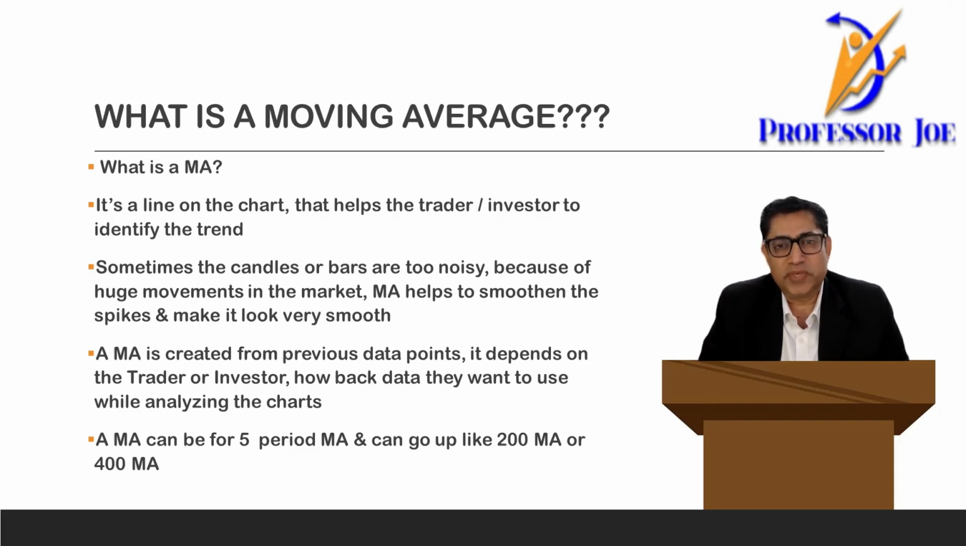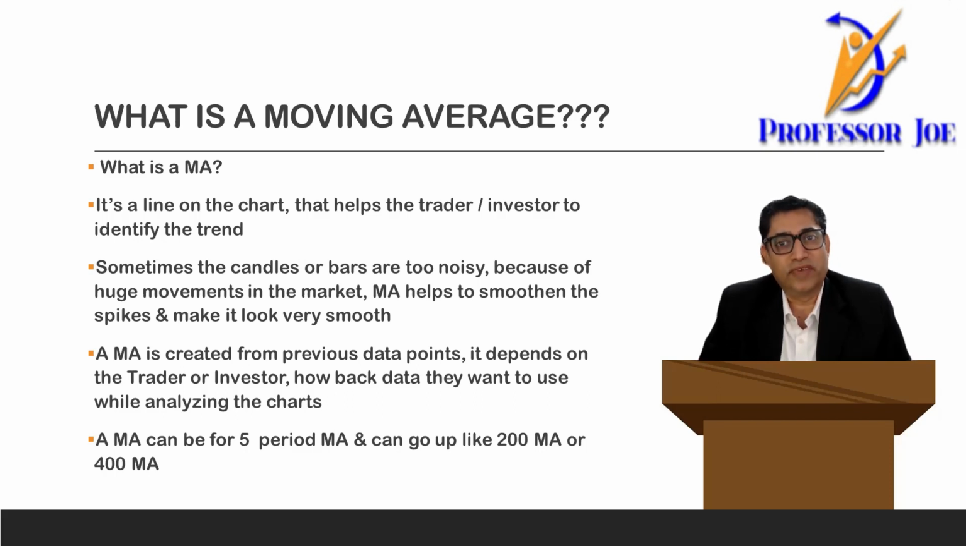A moving average is basically created out of the previous data. So however the market has moved previously, the moving average is formed according to that. A trader and an investor can have multiple options in moving average. You can use 5 moving average, you can use 10 moving average, you can use 50 moving average, you can use 200 moving average, you can use 400 moving average. 5 means 5 data points are used. 15 means 15 data points are used. 200 means 200 data points are used, and 400 means 400 data points are used.